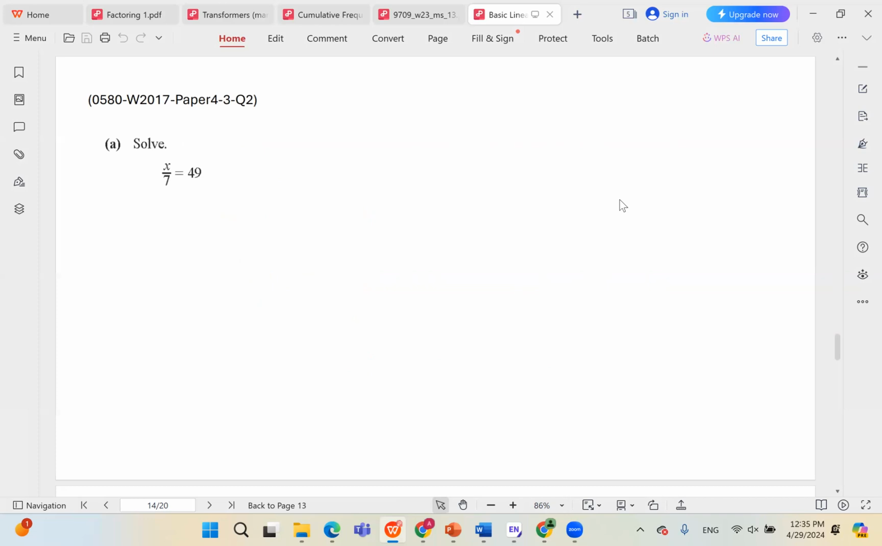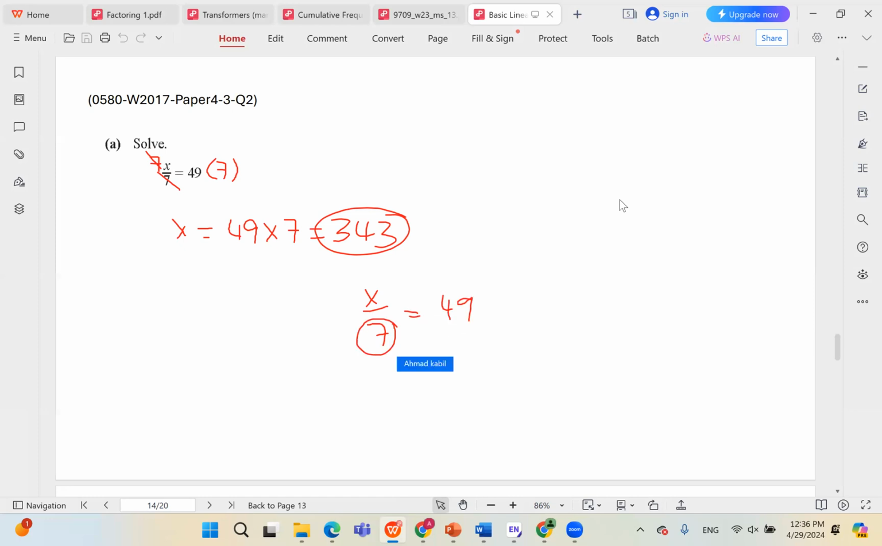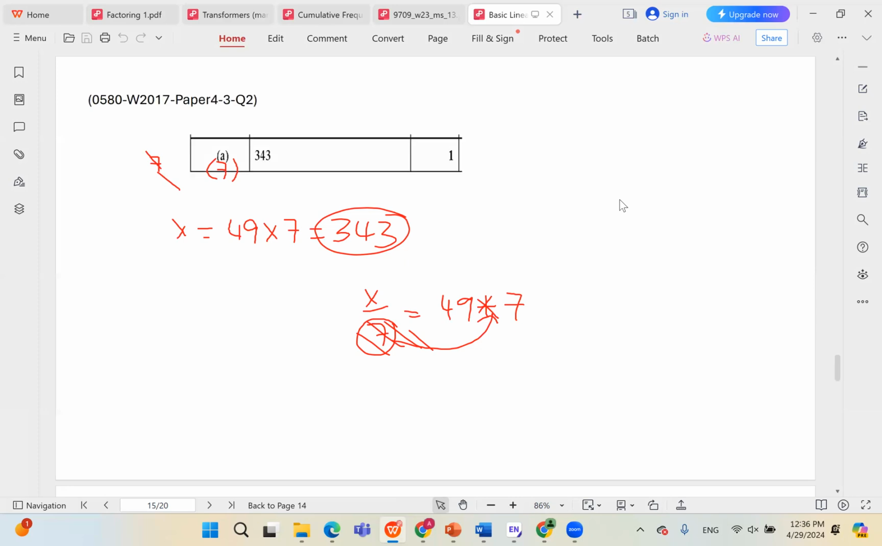Here we have x over 7 equals 49. So the idea is that you want to isolate the x again. You have over 7, so if you multiply by 7 on both sides, the 7 cancels out the 7. So you have x equals 49 times 7, which is 343. Another way of thinking about this is that you have x over 7 equals 49. So the 7 is in the denominator, so it goes up in the numerator on the right-hand side. So you have 49 times 7. And again, you would get the same answer, which is 343. So 343 is the correct answer here.